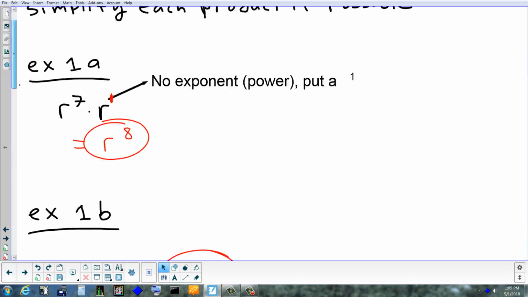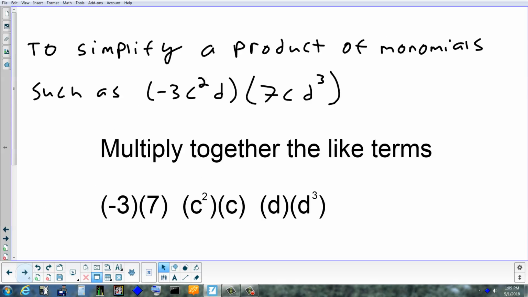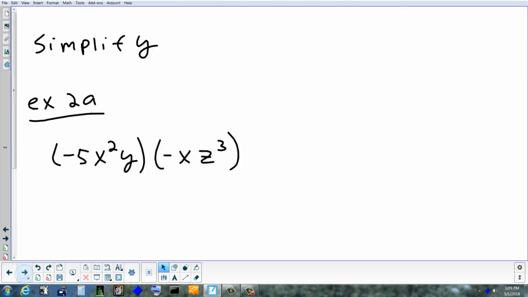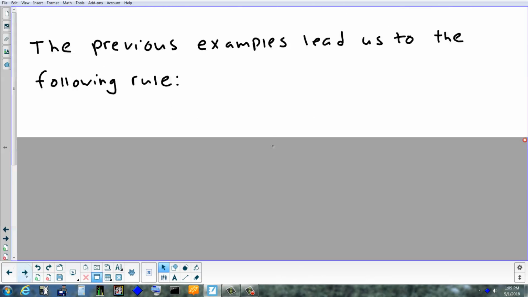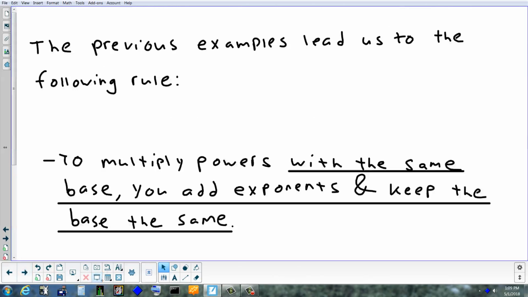All right, so let's fill in that line on the front where it says to multiply powers. Oh, you know what? We're going to get to multiply powers in a second. Never mind. We'll fill that in. If you want to fill it in now, you can. But we're going to get to that.